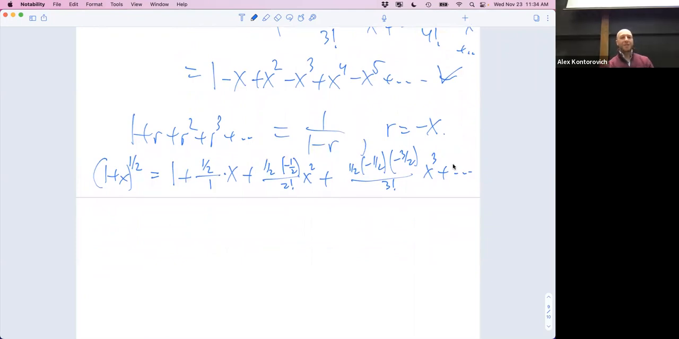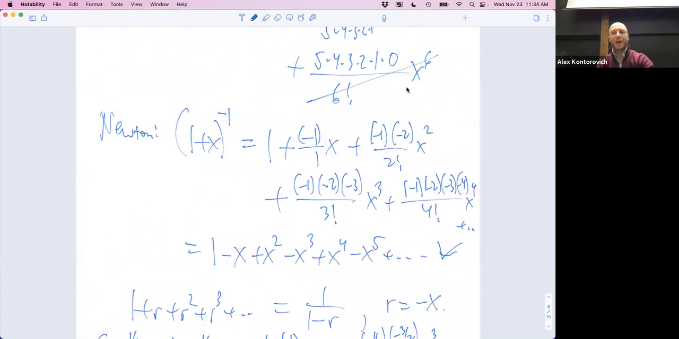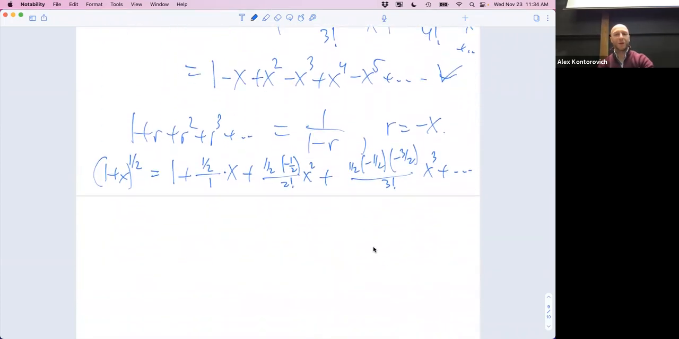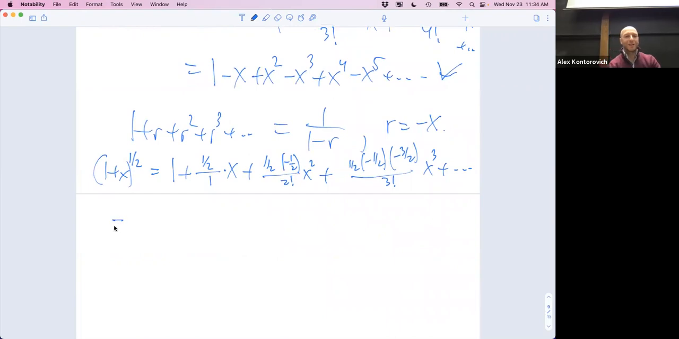You see, now we're going to get an infinite sum. Here we also had an infinite sum. We never hit a 0, like we would if we started with a positive whole number. So what does this come out to? I get 1 plus 1/2 x, and I get negative 1/8 here, minus 1/8 x squared.